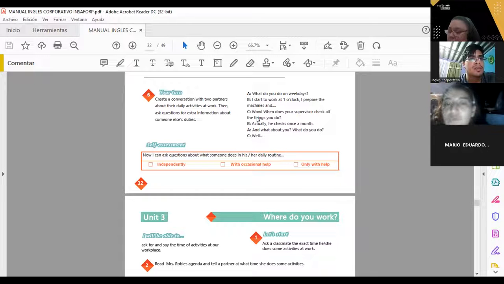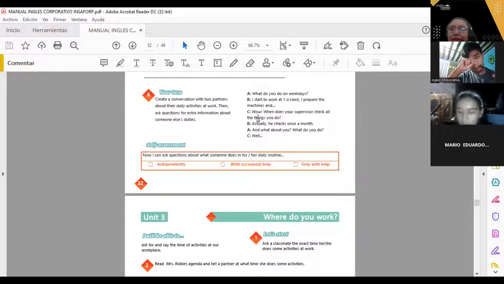Básicamente, este es el formato que nosotros vamos a seguir. Solo que en donde están los puntos suspensivos agregaríamos más información. Ustedes no van a decir lo que está ahí porque ustedes no hacen estas actividades. Ustedes van a describir sus actividades en el trabajo. Por ejemplo, acá, si usted no dice, what do you do on weekdays? Usted puede decir, what do you do on Tuesdays? What do you do on Mondays? What do you do on Fridays? Y ahí cada quien va a describir la rutina en el trabajo que hace ese día.